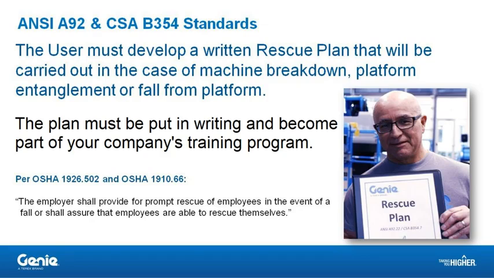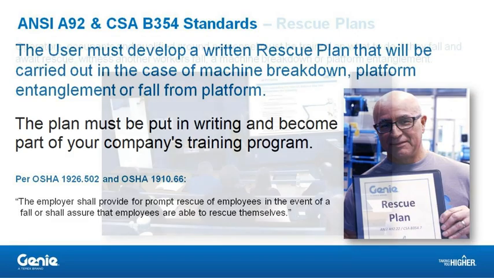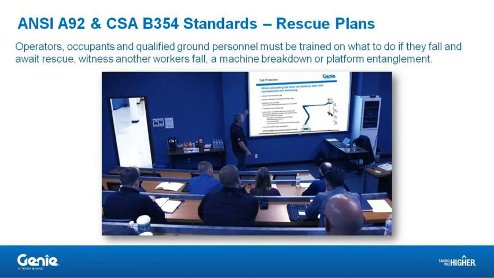Per OSHA 1926.502 and OSHA 1910.66, the employer shall provide for prompt rescue of employees in the event of a fall or shall assure that employees are able to rescue themselves. Operators, occupants, and qualified ground personnel must be trained on what to do if they fall from a MEWP platform and await rescue, witness another worker's fall, a machine breakdown which strands the occupants, or a platform that gets entangled, endangering the occupants. Every possible contingency must be considered, and the written rescue plan must take them into account.